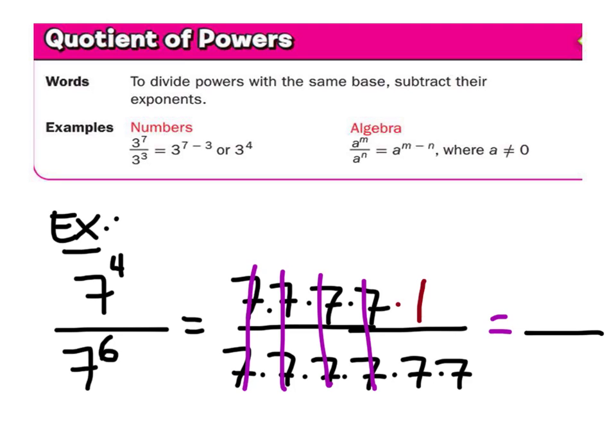Hey, there's a phantom 1 there. On the bottom, how many 7s are we left with? 2. Done.